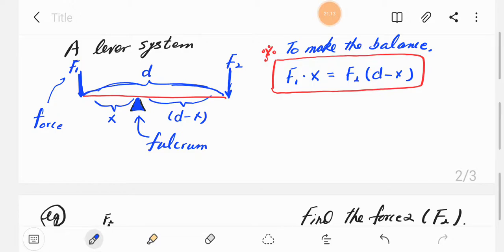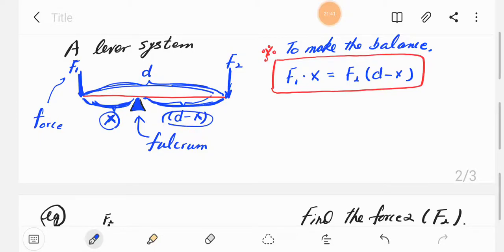Let's say the distance from force 1 to the fulcrum is x. Then what would be the distance from force 2 to the fulcrum? It should be the total minus x, isn't it? So the total distance is d, so this distance will be d minus x.